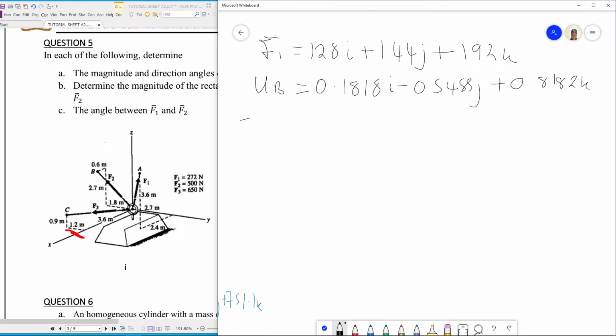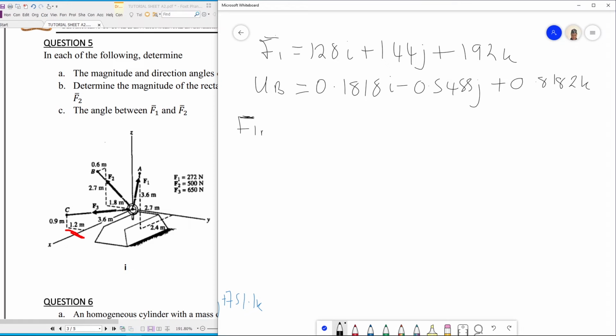So then F1 in the direction of B will be equal to F1 dot UB, and we know the dot product is simply multiplying the I's, the J's, and the K's.